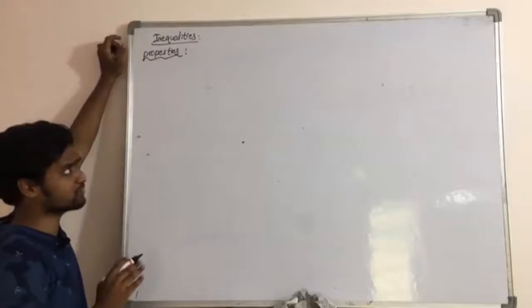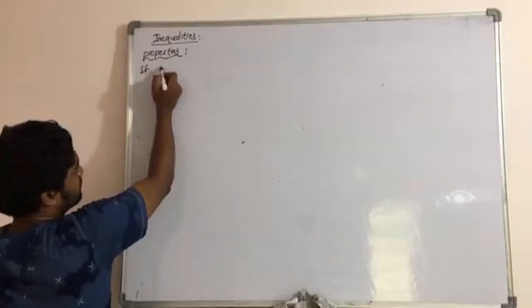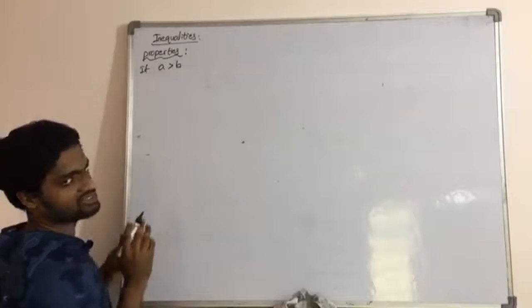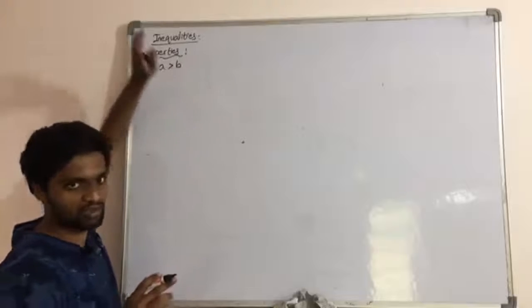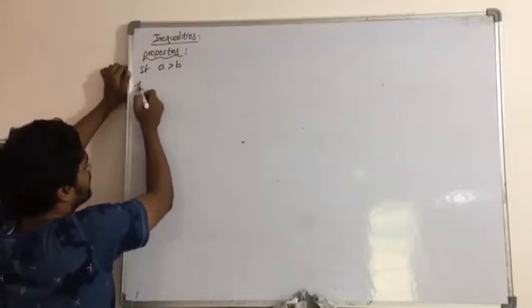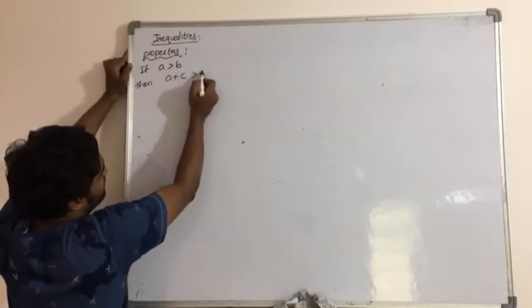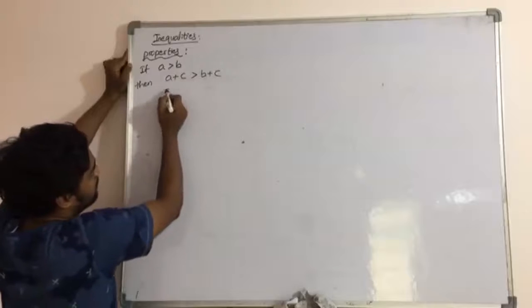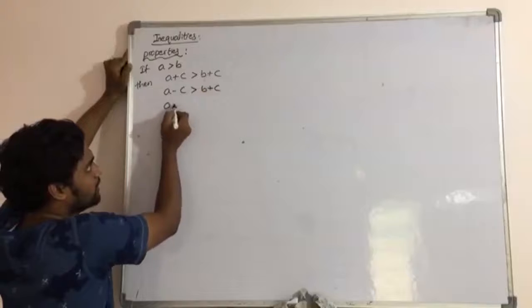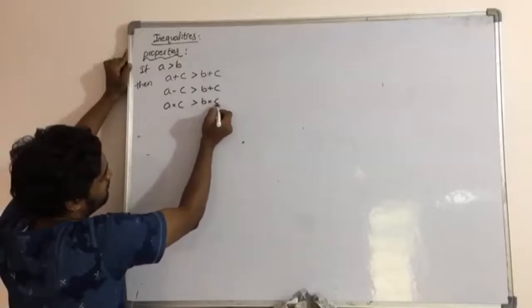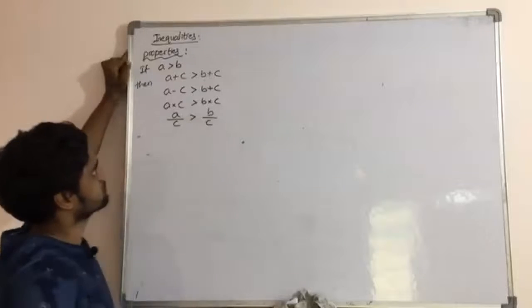I'll write a few inequalities here. Tell me whether they're true or false. This is the given statement. It is applicable for each and every point I'm going to write here. A is greater than B. If A is greater than B, then A plus C is greater than B plus C. A minus C is greater than B plus C. A into C is greater than B into C. A by C is greater than B by C.